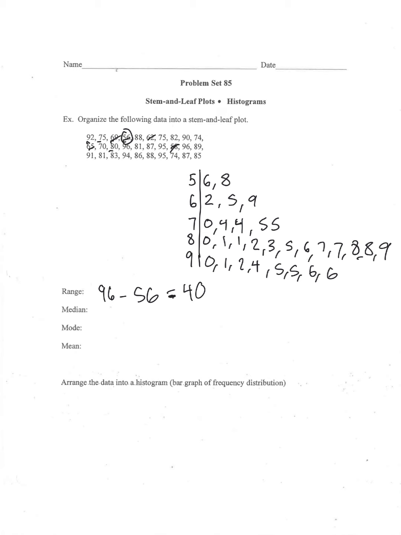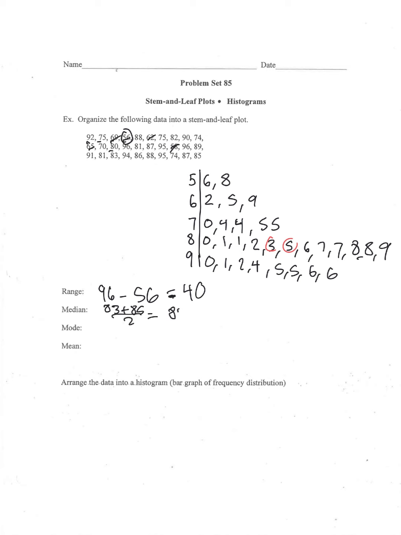That means the middle number, well, there is no middle number because it's even, but we know that it's going to be numbers 15 and 16. And numbers 15 and 16 happen to be 83 and 85. So we're going to average those: 83 plus 85 divided by 2 to get our median, and that's 84.